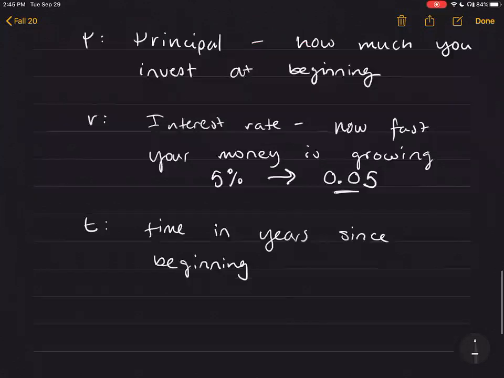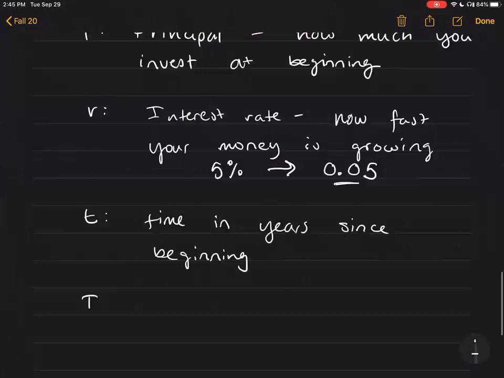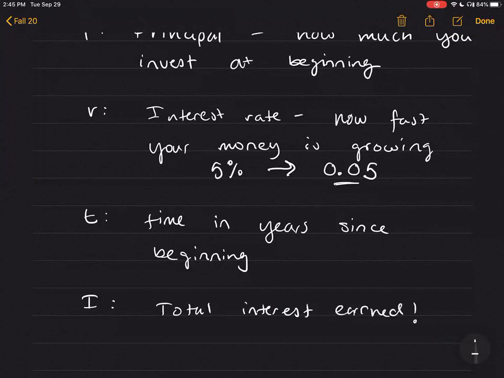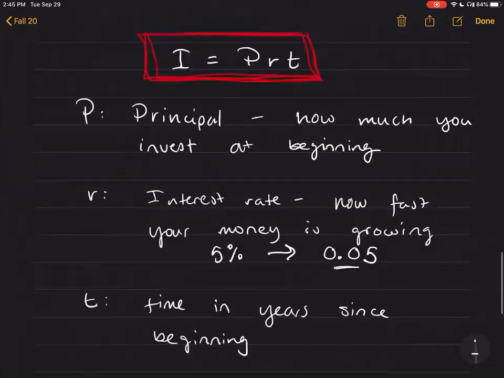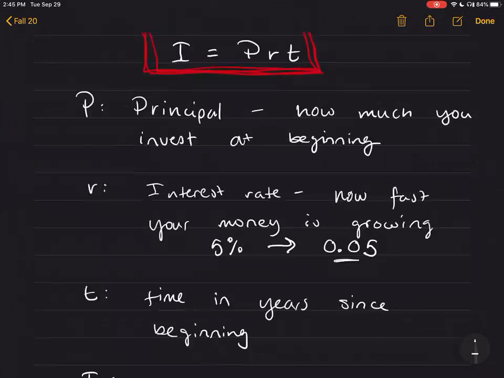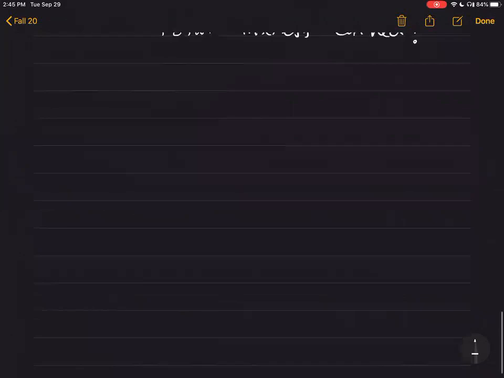And then lastly, we have I, which stands for total interest earned. Cool. So if we know what all these letters stand for, actually, it's pretty straightforward to solve simple interest problems. So let's see an example of that.